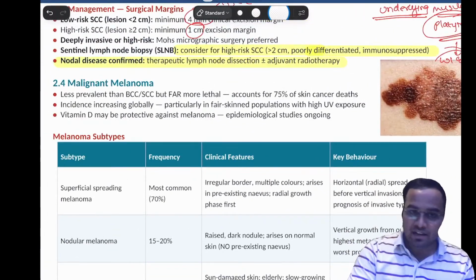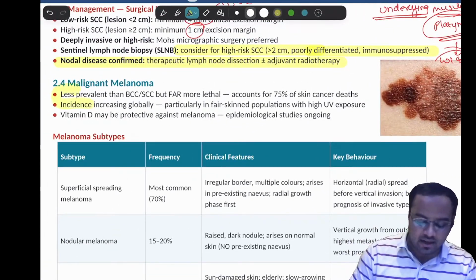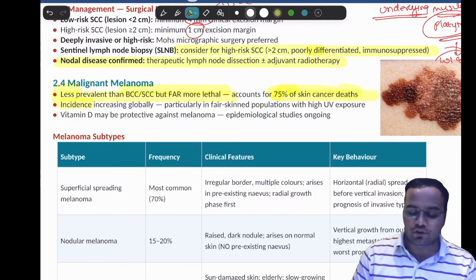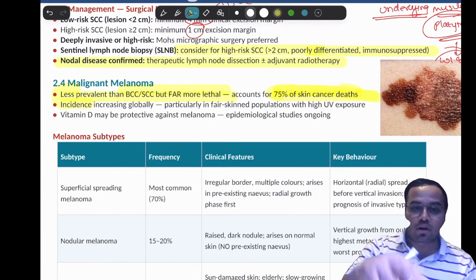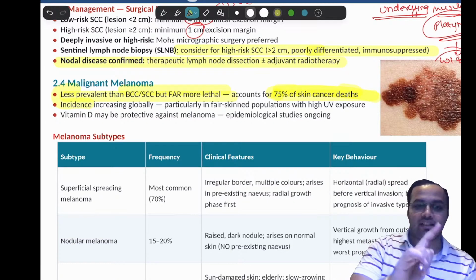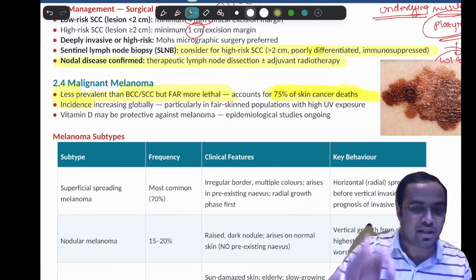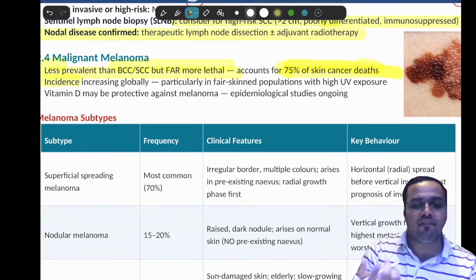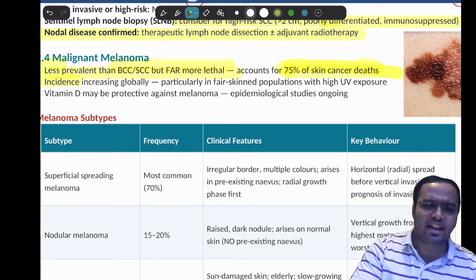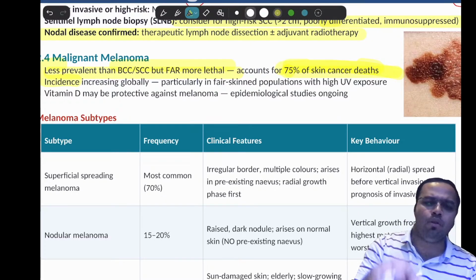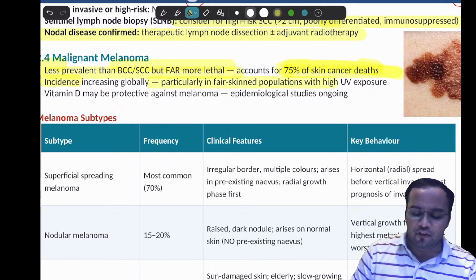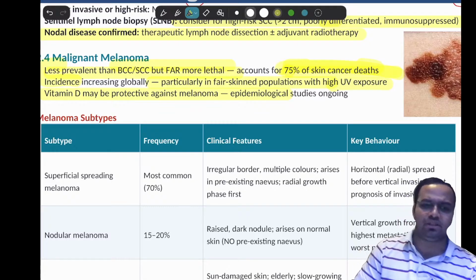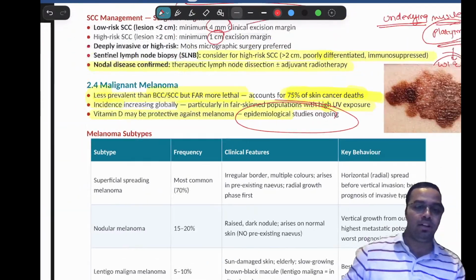It is less prevalent. Malignant melanoma is very less prevalent, but it is more lethal. As I said, it is a very deadly disease and accounts for 75% of skin cancer deaths. Two malignancies account for 25% of deaths, and this one malignancy is going to account for 75% of the deaths. That's how lethal this disease is. Increasing rapidly. Why? More UV radiation, more melanocytic proliferation, and more mutations. It is typically seen in the fair skin population with high UV exposure, and vitamin D might be protective against this. The studies are still going on. We are not sure about this.